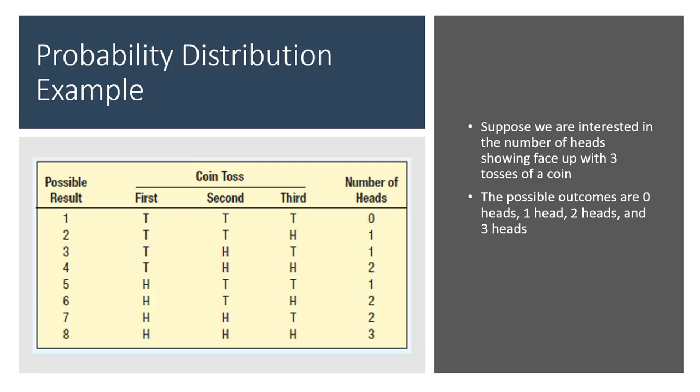And so here we have an example where we are interested in the number of heads showing face up with 3 coin tosses. So our possible outcomes are all 3 of the outcomes are tails, 1 of them is heads, 2 of them are heads, or all 3 of them are heads. So using the counting formula that we talked about earlier, we know that there are 8 possible outcomes when we're tossing a coin 3 times that you can observe, right?